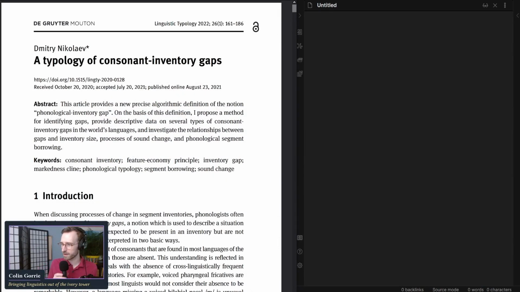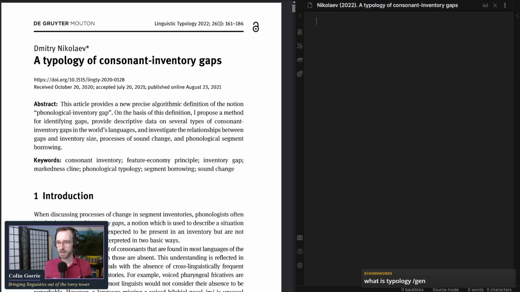So let's do our very first thing, and let's write in Nikolaev 2022. This is the format that I take my notes in, just to put the citation there, and then I like the title in the title of the note as well. Cool. So we are going to try and get out of this something useful for us.